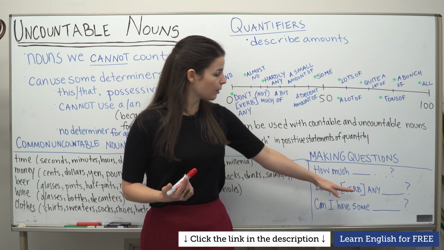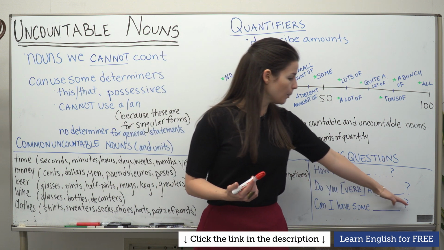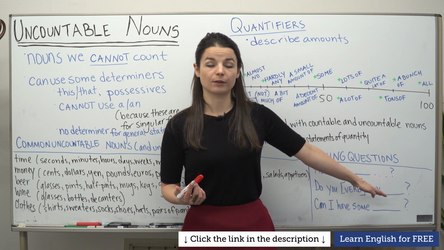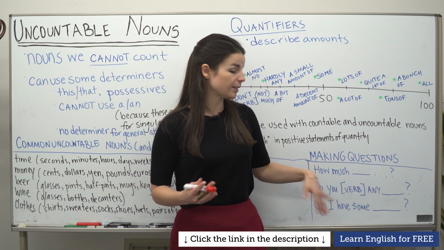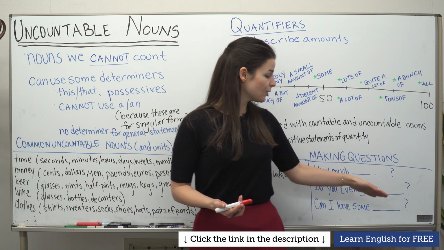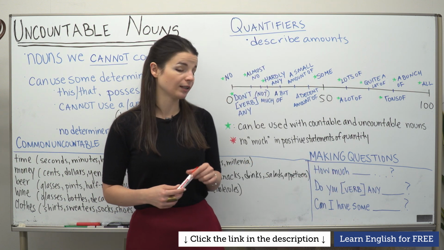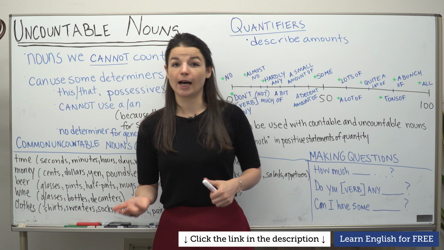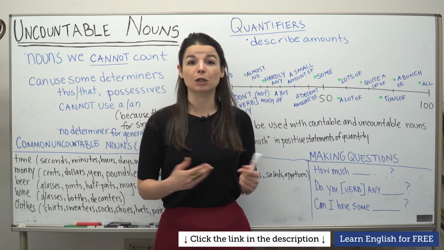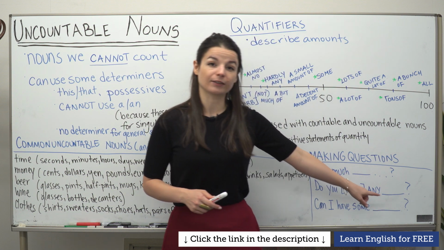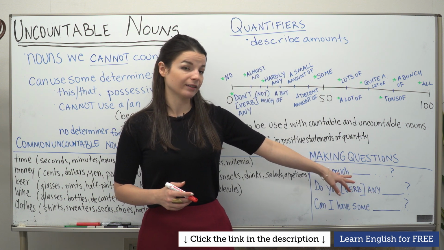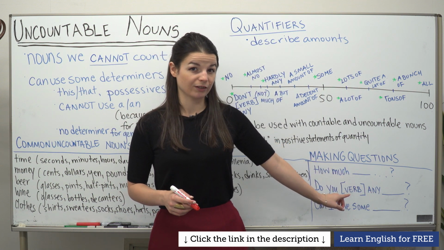Second, do you plus a verb, any, plus your uncountable noun. So we can change this verb in the sentence depending on what we need, but this is a general information question. Like, do you need any time, or do you need any new clothes, for example. So we just use the uncountable noun here at the end of this phrase to make an information question.